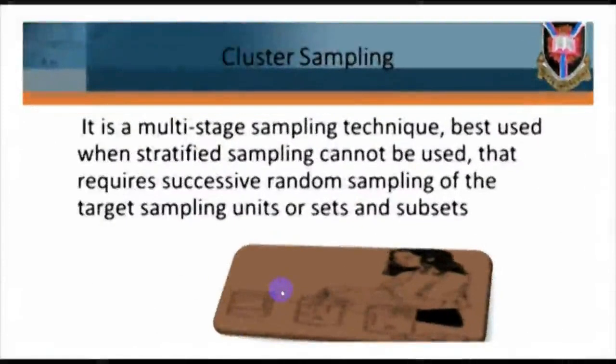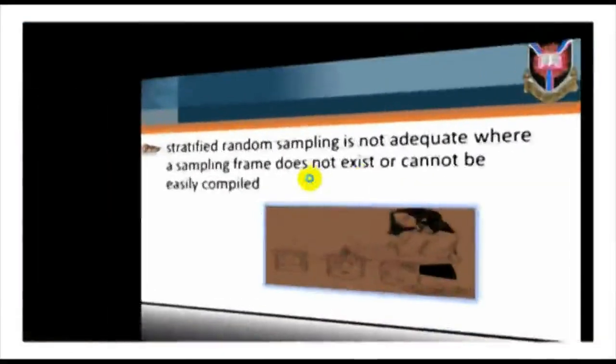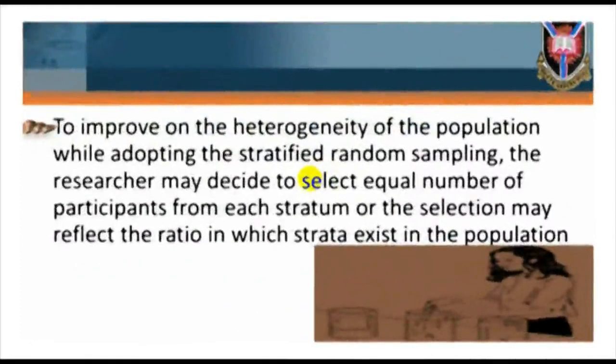To improve on the heterogeneity of the population while adopting stratified random sampling, researchers may decide to select an equal number of participants from each stratum, or the selection may reflect the ratio in which strata exist in the population. For instance, regardless of the number of males and females in the sample frame, a researcher may decide to select just 20 males and 20 females as the sample.